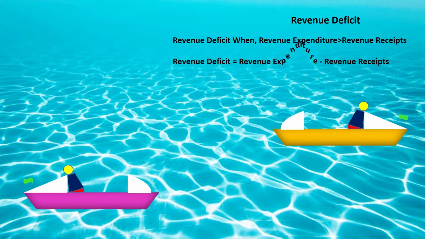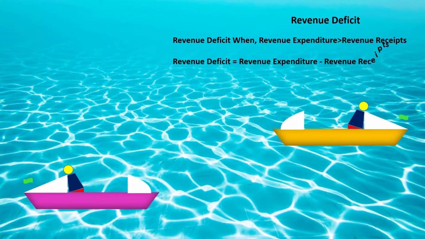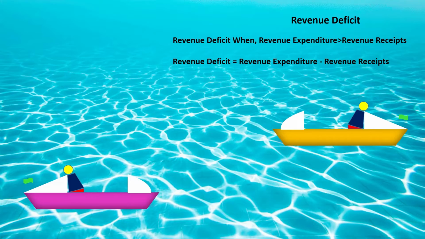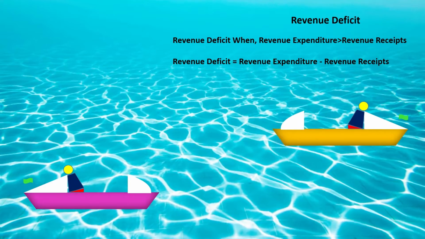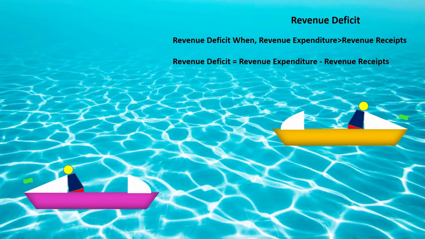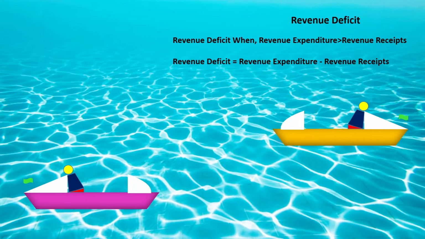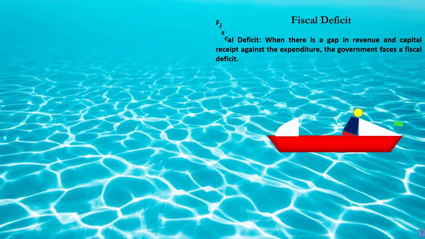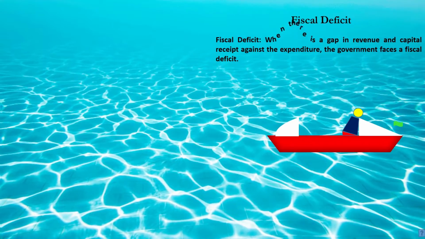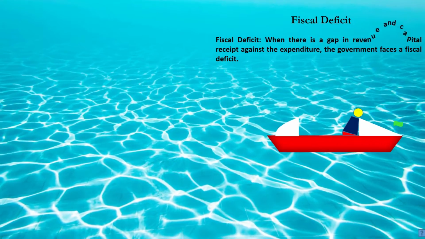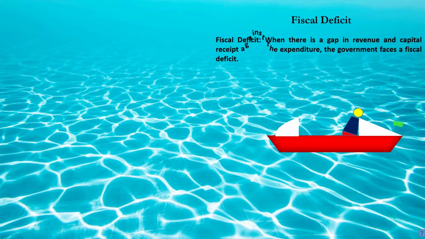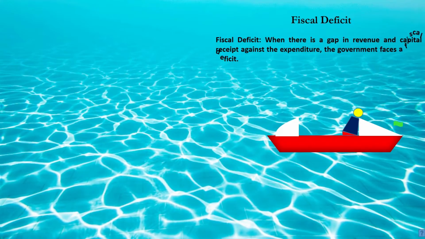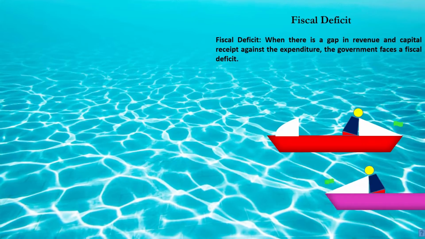2. Fiscal deficit. When there is a gap in revenue and capital receipt against the expenditure, the government faces a fiscal deficit. A fiscal deficit is dangerous for an economy as it leads to inflation, where government borrowing or, in extreme cases, printing additional currency to cover the gap results in a shortage of supply in the market against the demand, creating inflation due to an increased supply of money.